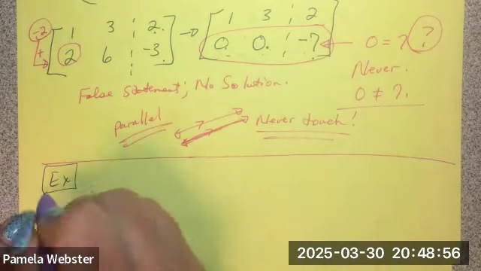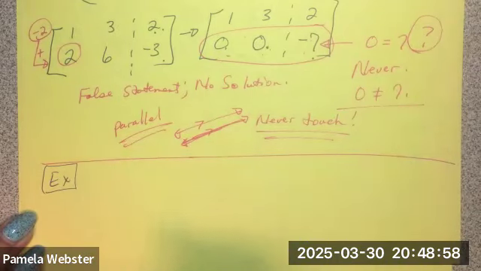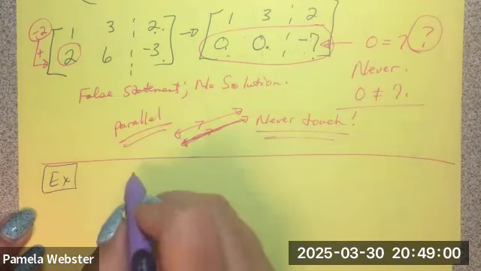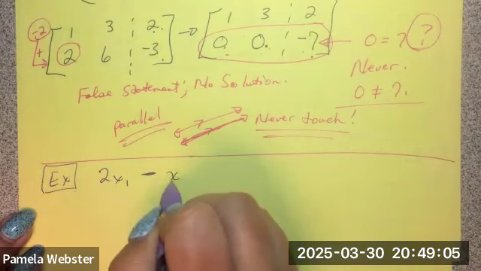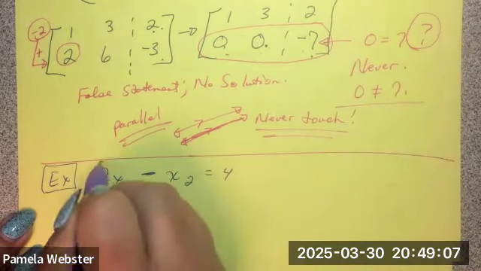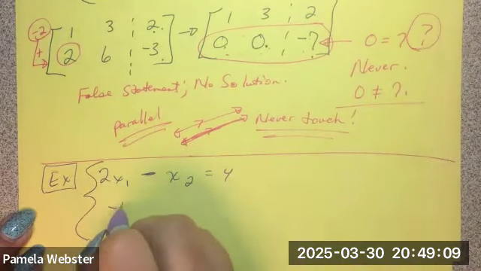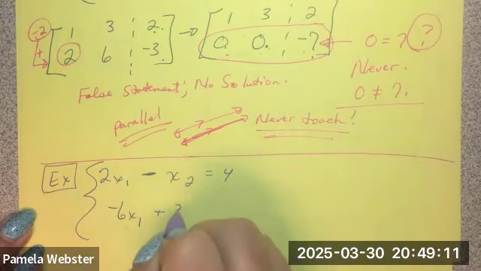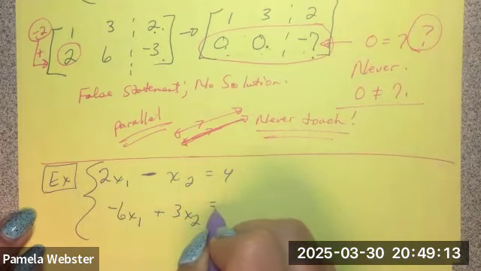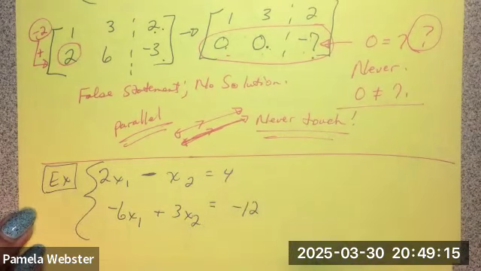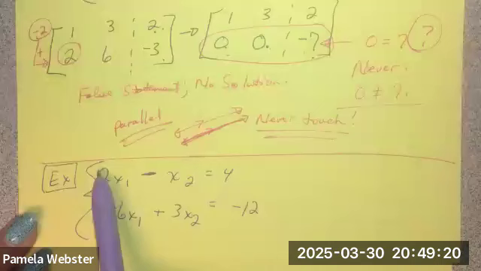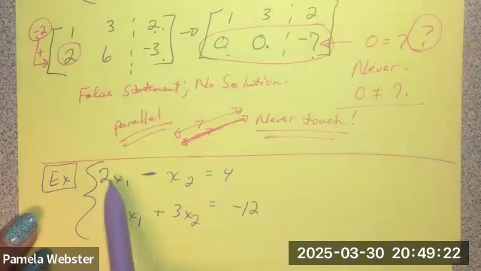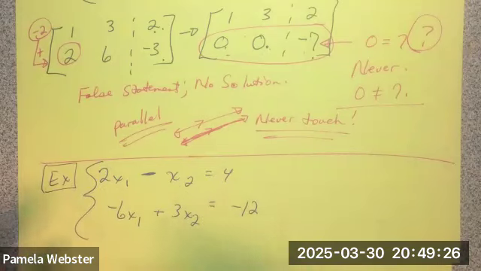Okay, so the other case is very similar. Let's see what it looks like. It's 2x sub 1 minus x sub 2 equals 4. And the second equation is -6x sub 1 plus 3x sub 2 equals -12. Okay. If you're really, really on top of it, you can see that's a multiple of the 2, that's a multiple of the 1, that's a multiple of the 4.